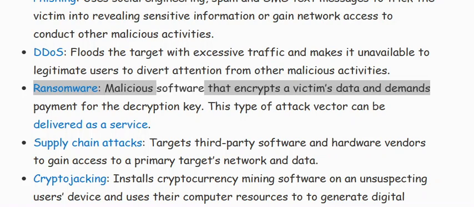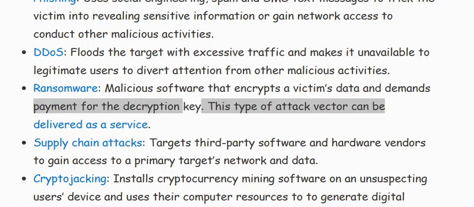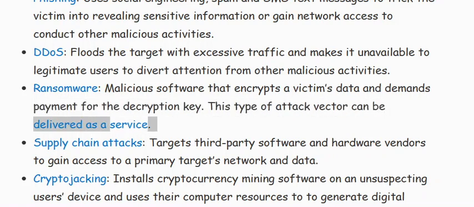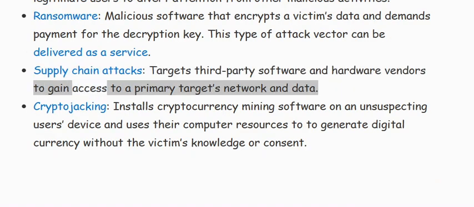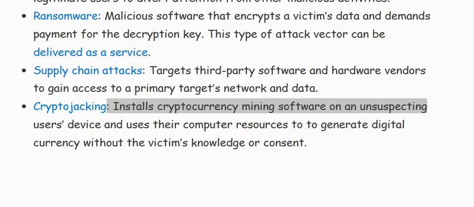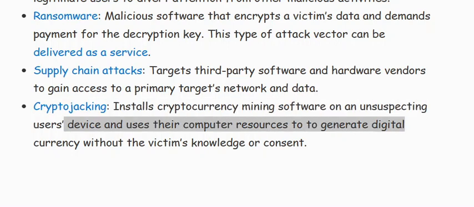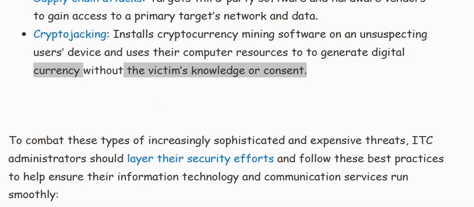Ransomware, malicious software that encrypts a victim's data and demands payment for the decryption key. This type of attack vector can be delivered as a service. Supply chain attacks target third-party software and hardware vendors to gain access to a primary target's network and data. Cryptojacking installs cryptocurrency mining software on an unsuspecting user's device and uses their computer resources to generate digital currency without the victim's knowledge or consent.